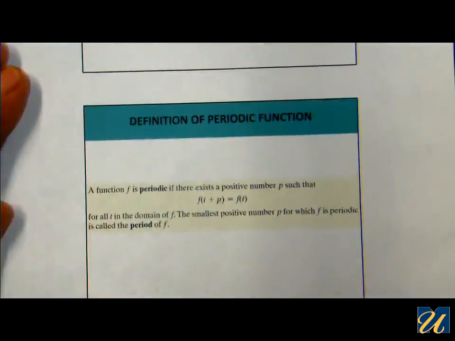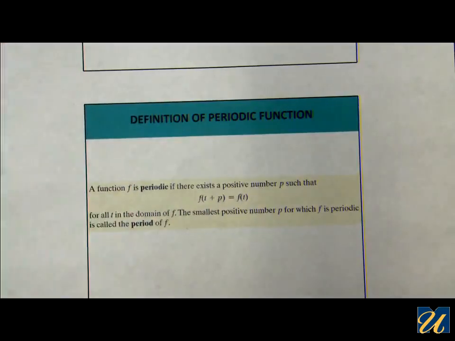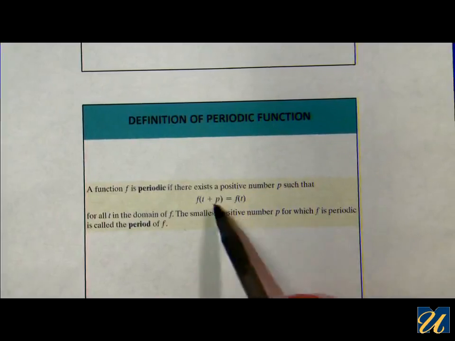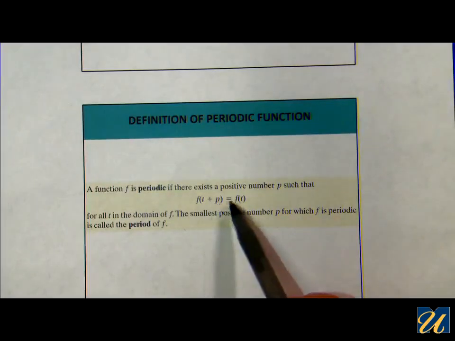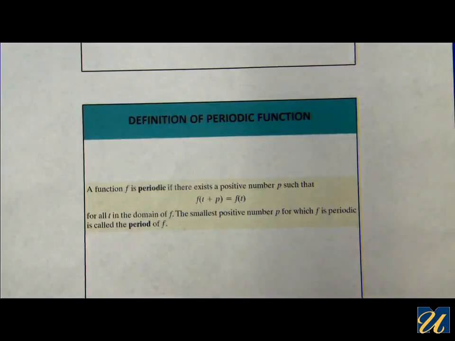Okay. What does it mean for a function to be periodic? It means that after a certain value, here we have it denoted by p, we get a repetition of all the values again. In other words, it cycles through the same values all over again.